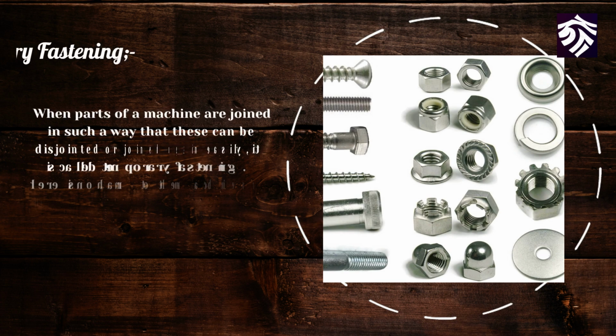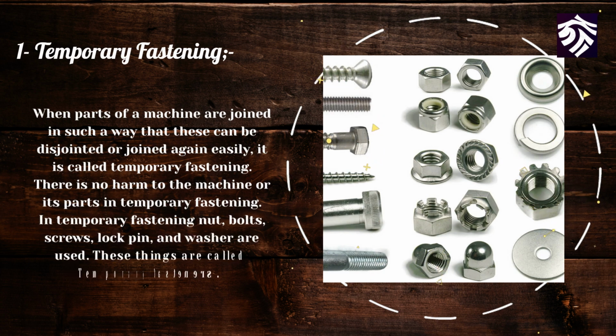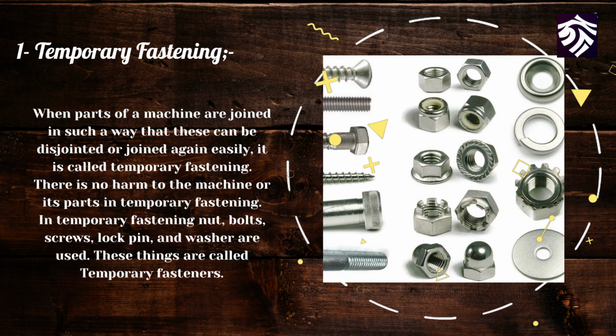Temporary fastening. When parts of a machine are joined in such a way that these can be disjointed or joined again easily, it is called temporary fastening. There is no harm to the machine or its parts in temporary fastening. In temporary fastening, nuts, bolts, screws, lock pins, and washers are used. These things are called temporary fasteners.